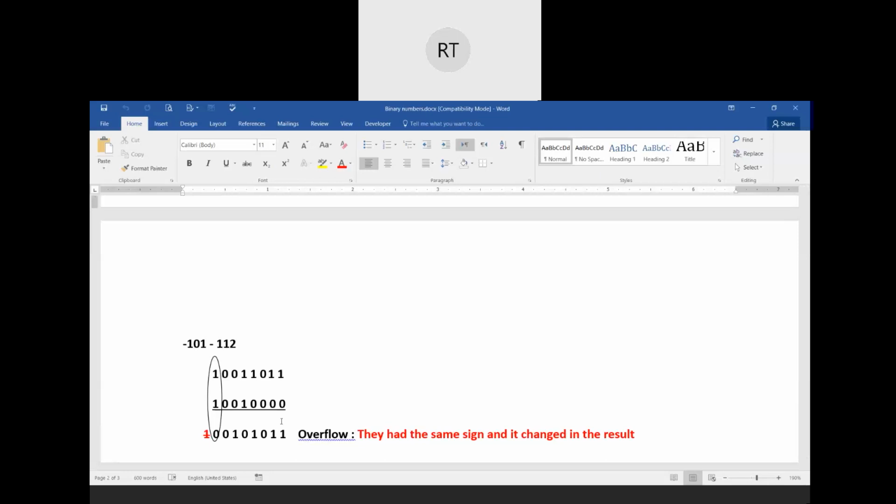Two negatives gave us a positive. Yes, correct. But help me with the steps. I get minus 101. I write it in 2's complement. I have minus 112. I write it in 2's complement. So I am expecting to get a negative answer. Adding them all up, I got a positive number.